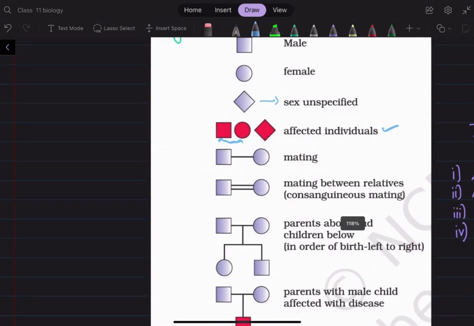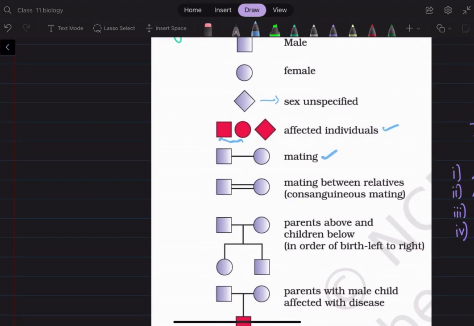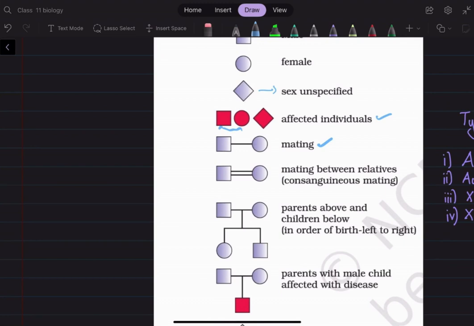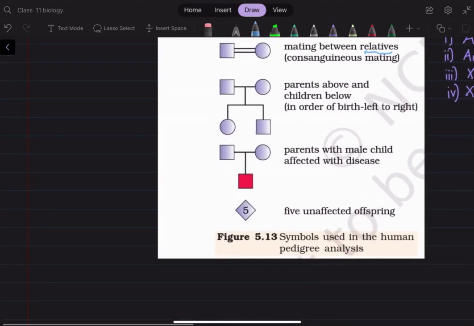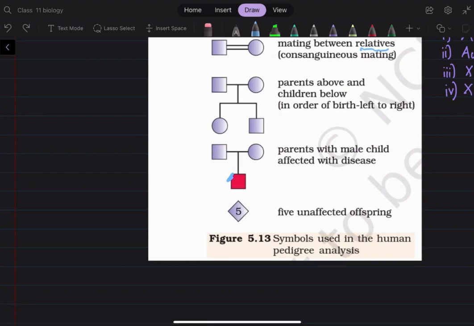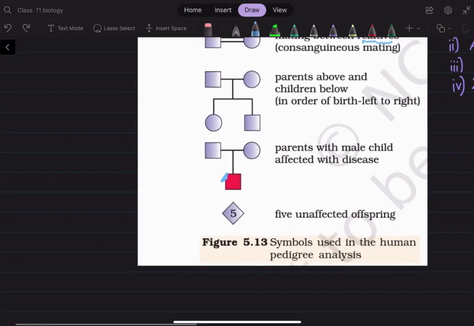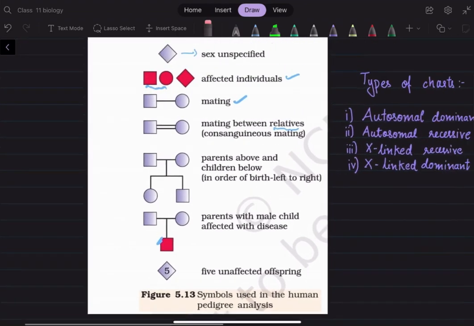And this line between the opposite genders means mating, and this double line means the mating is between relatives itself. When you see a branching of this line, it means they've given birth to offspring. And if the offspring is colored or darkened, that means it is affected. Sometimes when a number is written inside, it means that many are unaffected. Suppose it's 5, then it's 5 unaffected offspring.